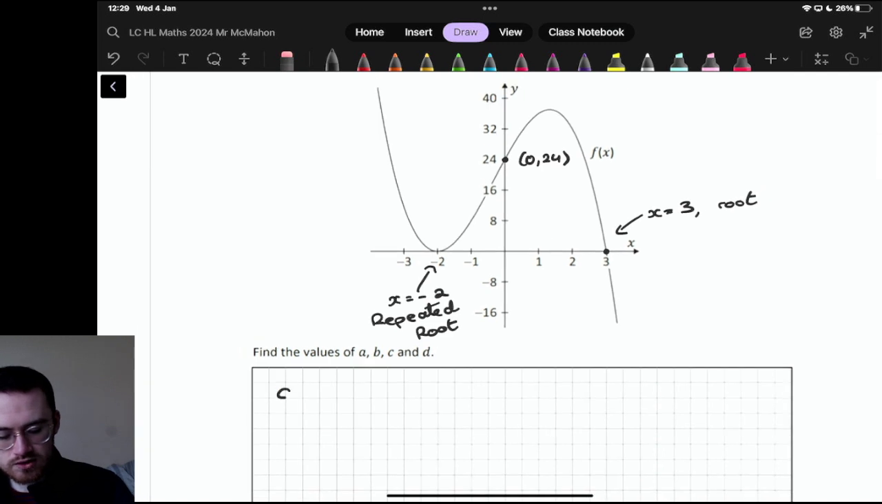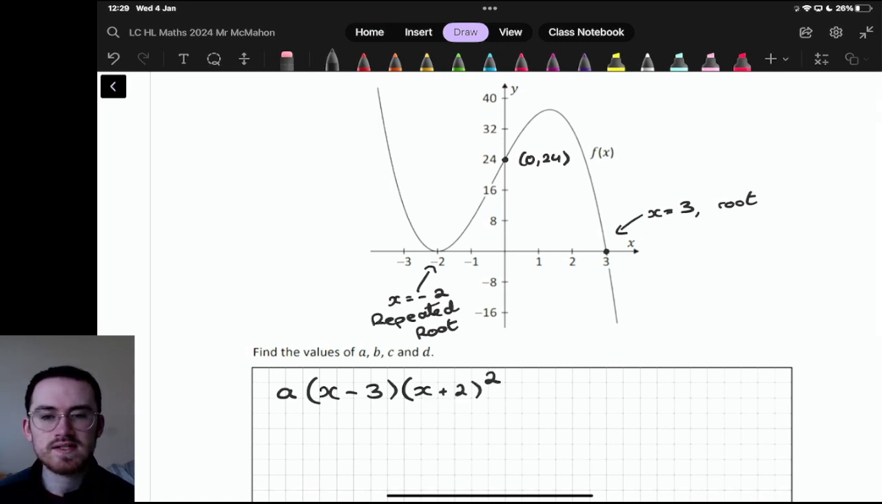So let's do that, I suppose not mixing it up with the a that we already have in the question. So we're rewriting these factors as roots, and that is, I suppose, a simple way of writing our equation.